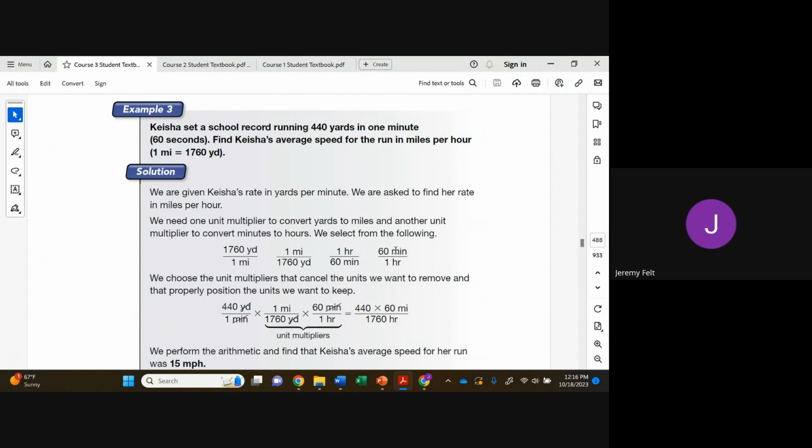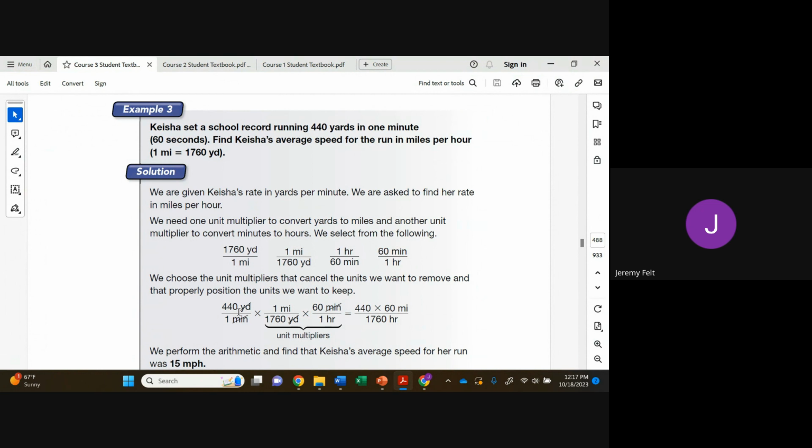miles per hour. Okay, so I have 440 yards, which is what we were given right here, over 1 minute. That's my rate, so that's what I start with. So that's my first fraction that I write out. And then I know 1 mile is equal to 1,760 yards. Okay? And then 60 minutes is equal to 1 hour. I want miles per hour, so I want miles to end up in the numerator, and I want hours to be the only unit that's left in the denominator.